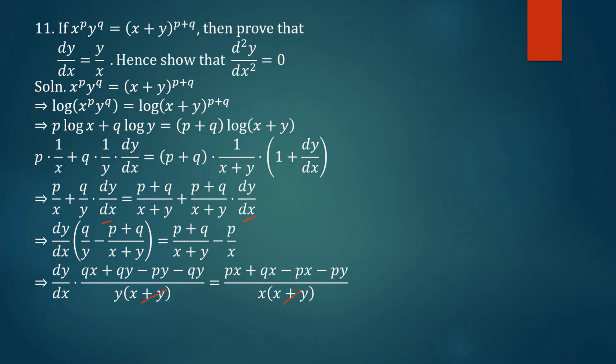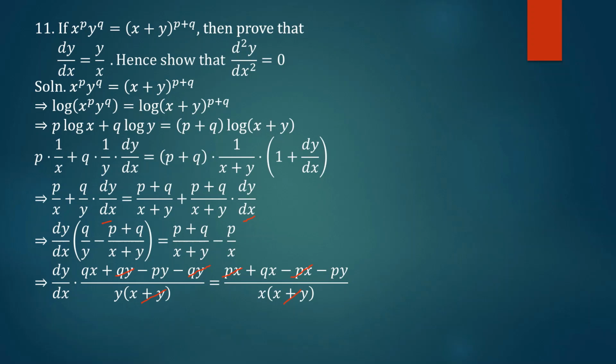As well, you see in the numerator here, qy is a positive number, and this qy is also a negative number, so positive and negative cancel. And on the right hand side, I think px and px, these two terms are cancelled, positive negative.